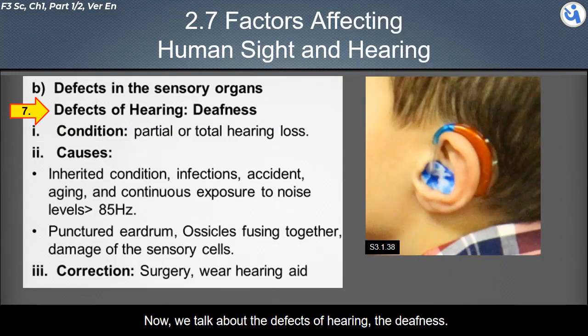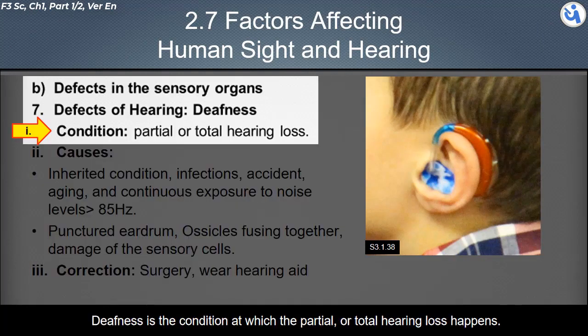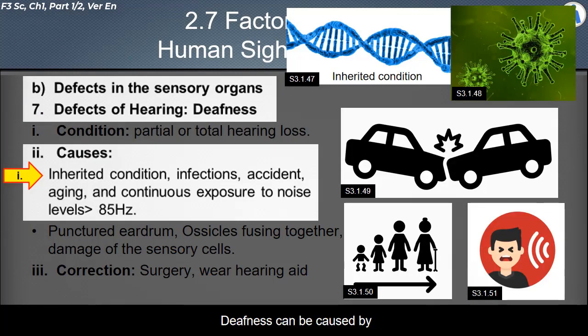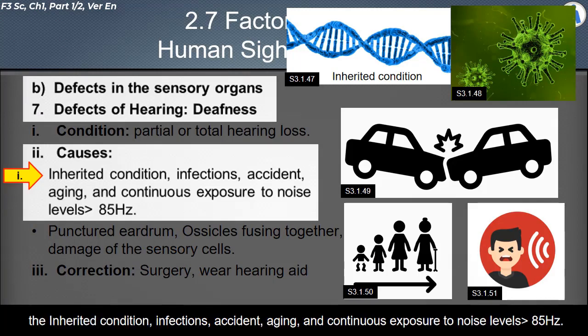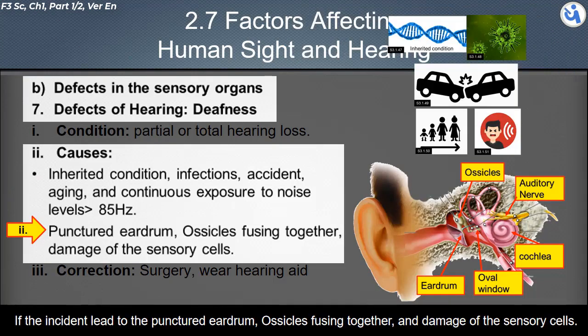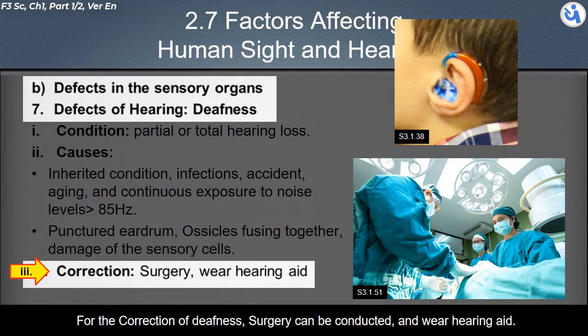Now, we talk about the defects of hearing, deafness. Deafness is the condition at which partial or total hearing loss happens. Deafness can be caused by inherited conditions, infections, accidents, aging, and continuous exposure to noise levels of more than 85 decibels. An accident can lead to a punctured eardrum, ossicles fusing together, and damage to the sensory cells. For the correction of deafness, surgery can be conducted, and a hearing aid can be worn.